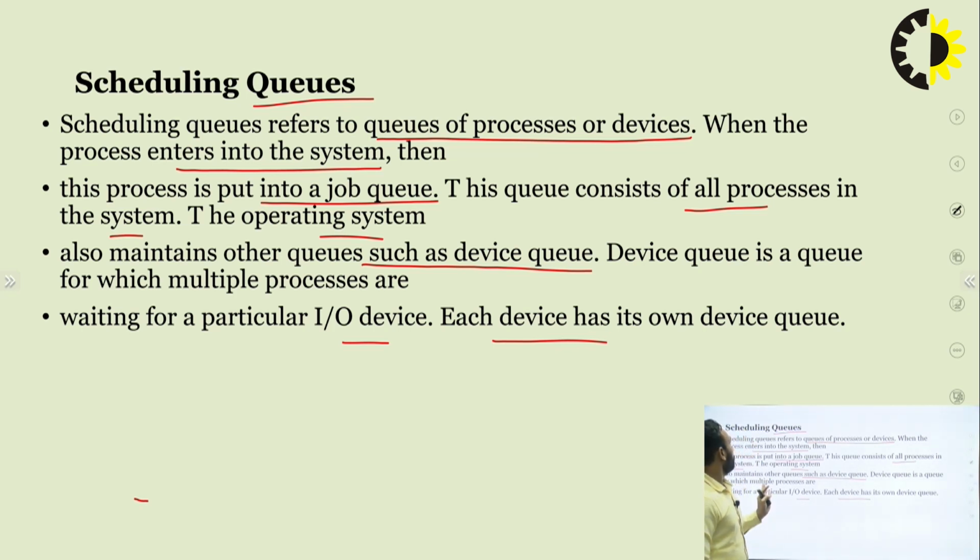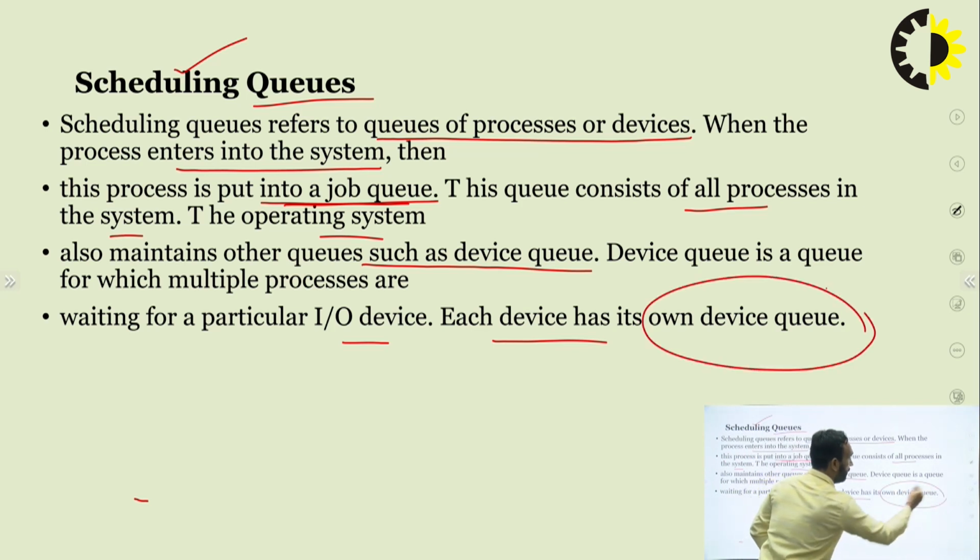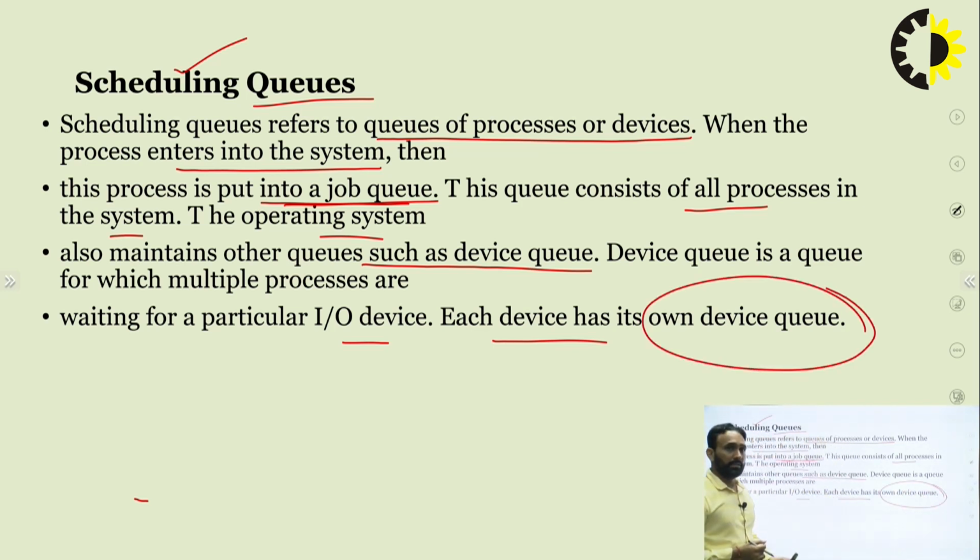So, first of all, the process that will execute is scheduled by the process scheduler, and this is done with the help of the scheduling queue. All the processes are maintained in a queue, done with the help of scheduling queuing. The process is put into a job queue, and each device has its own device queue. This means the devices connected to the system are each managed by their own queue, like IO devices connected to the machine.